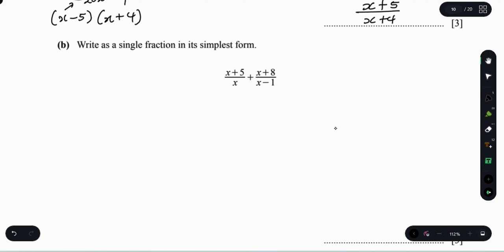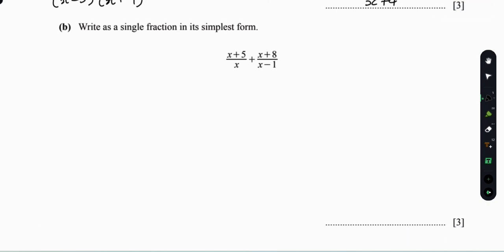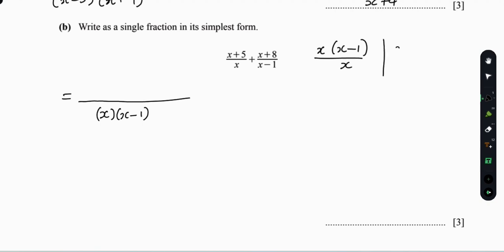We are still simplifying algebraic fractions, but this time around it is addition. The first thing you do when adding fractions is to find the common denominator. Since those two are different, we take the product of both, x and x minus 1. In your mind you are dividing by each denominator, but you don't really have to write this down. It's not necessary.